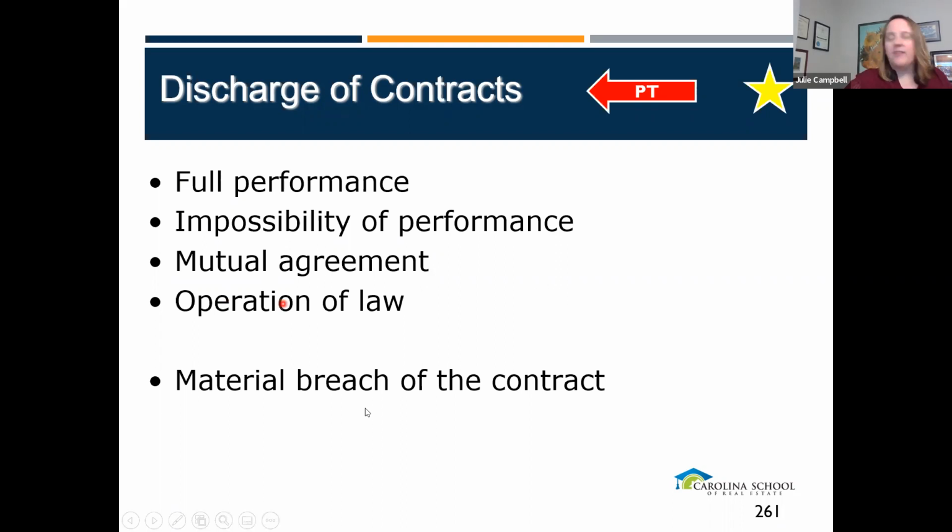And then another thing that could discharge a contract is if either party breaches, if either party does or doesn't do what they promised they would or would not do. There are consequences of breach. We'll talk about that in just a second. Those consequences of breach have to be spelled out in the contract. If you don't do what you promised me you would, how's that going to affect you? How's that going to impact you? Consequences of breach.